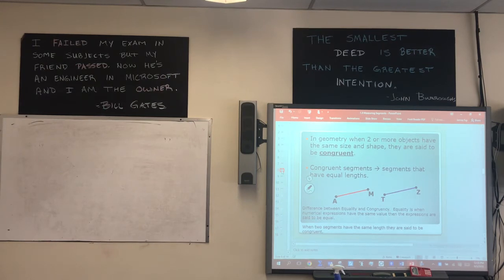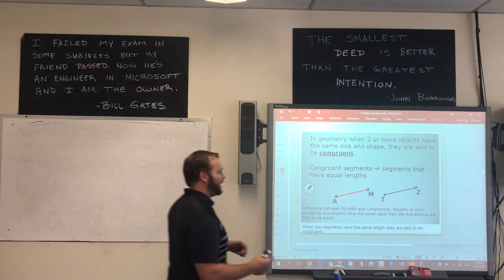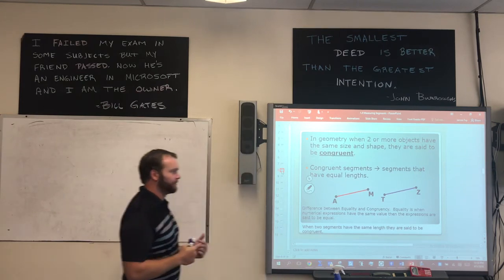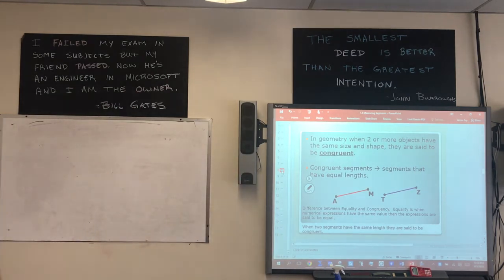Equality is different than congruency. Equality is simply the statement that two numbers are the same, or two measurements are equal. So that's something to think about. Equality and congruency are different. Equality is when we're talking about numerical expressions being the same amount.